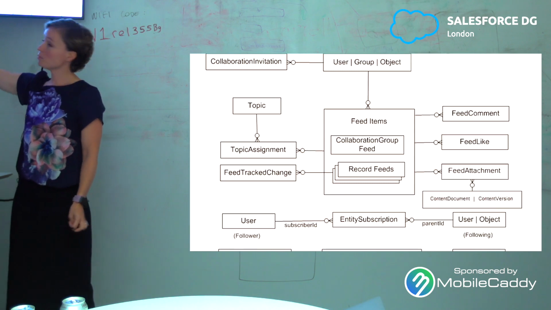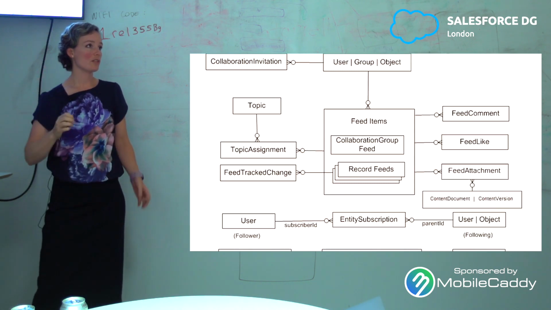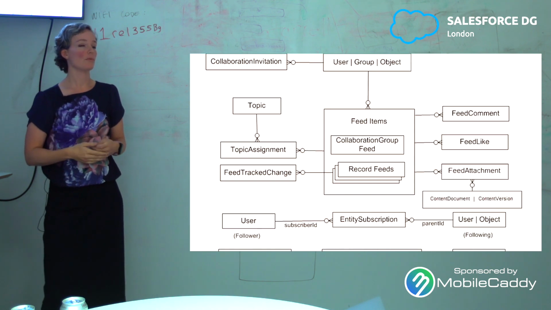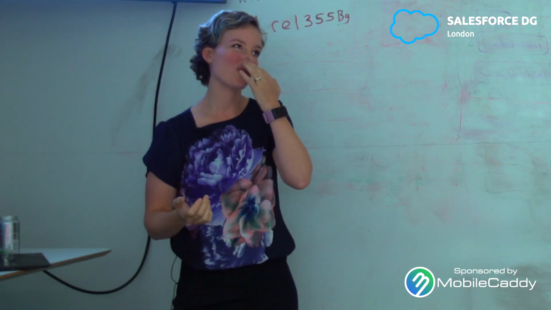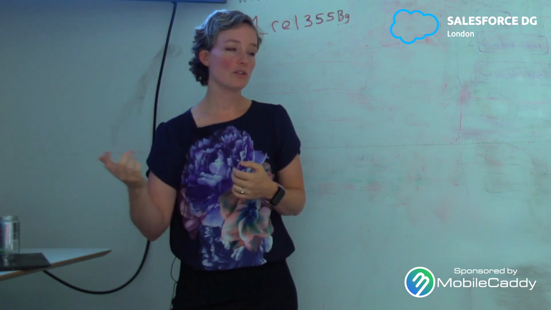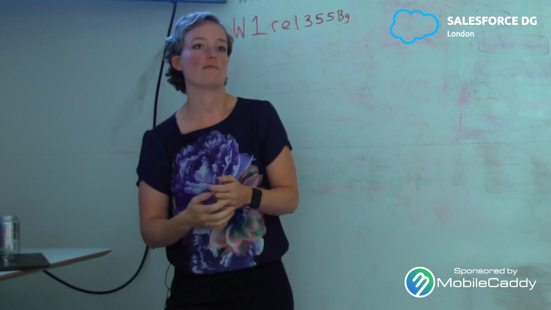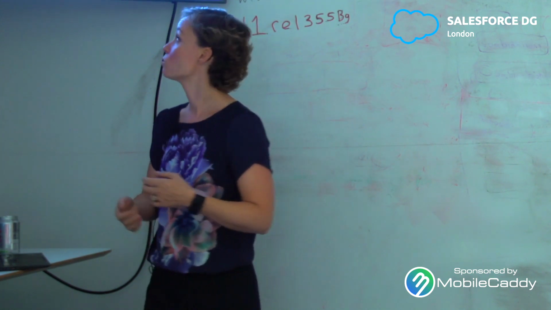Then I already briefly mentioned the feed track change. So that's the object that is used to track the changes from certain fields on that object. So it will create data there, like the owner changed from this value to that value. So that's the type of data that's stored in there.